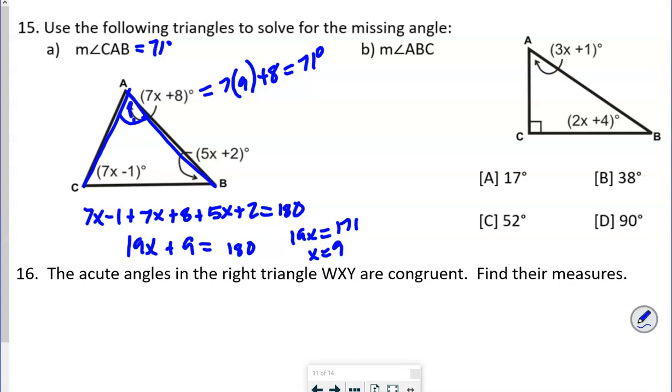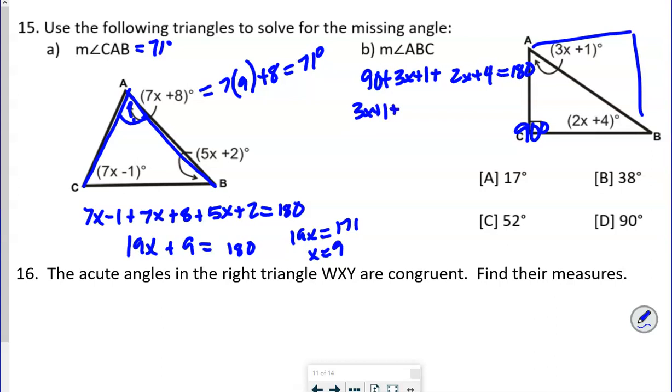The next one is a right triangle, right? So these two, now there's two ways we could do this, y'all. We could do 90 plus 3x plus 1 plus 2x plus 4 equals 180, okay? Or we could just know that these two add up to be 90 because we already used 90 right there, right? So we could say also 3x plus 1 plus 2x plus 4. The second step would be pretty much the same, y'all, is equal to 90. Because if we subtracted 90 from both sides, that's what we would get. So we get 5x plus 5 is equal to 90. Subtract 5 from both sides, so 5x is equal to 85.